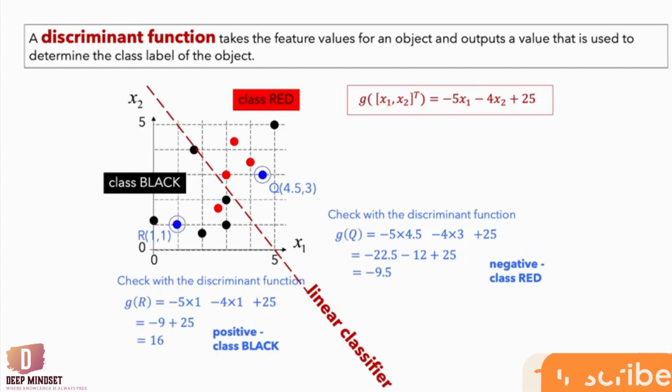So same again here for 1, 1. Replace the value of x and y in the equation here, x1, x2. The value is 16. This is positive, so this is class black.